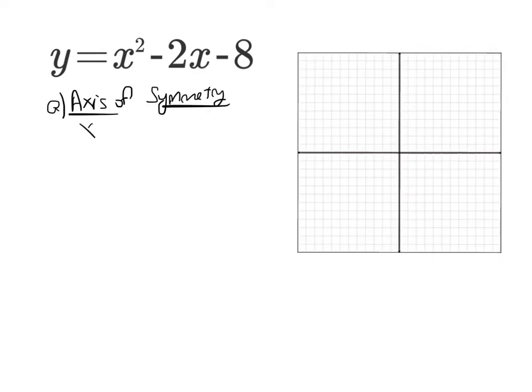And we know we can find the axis of symmetry with x equals negative b over 2a. So for this equation, b is negative 2, so negative b will be positive 2 over 2. A is 1. So that gives us 2 over 2, which is 1. So our axis of symmetry is at x equals 1.